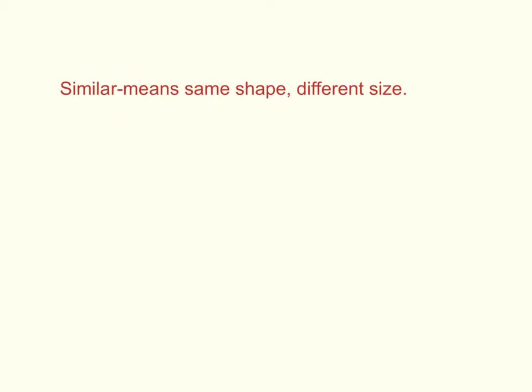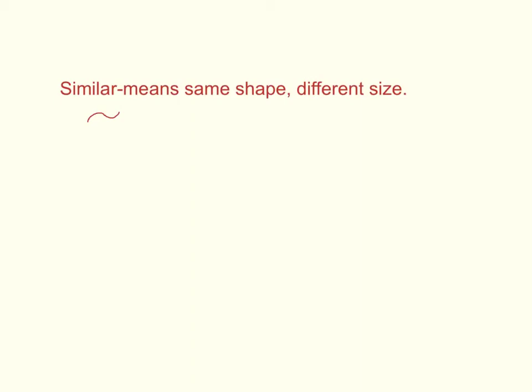The symbol for is similar to is the little squiggle that you put on top of the equal sign when we're saying is congruent to. So this sign right here means is similar to. When you're comparing similar figures, again, their angles are congruent, their sides are proportional. That proportion is called the similarity ratio.